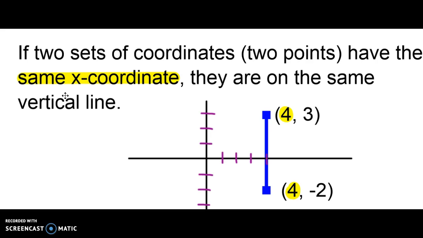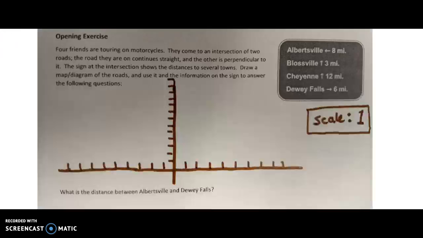Similarly, if two sets of coordinates or 2 points have the same x coordinate, they're on the same vertical line. Vertical means that it goes straight up and down. So for example, I look at these 2 points, 4 and 3 and 4 and -2. The x coordinate for both is 4. So I could pick any point along this line and the x coordinate would be 4. 4, 2, 4, 1, 4, 0, and so it makes that straight vertical line.